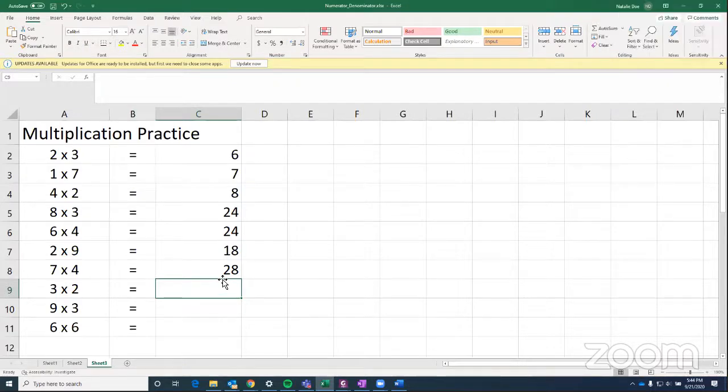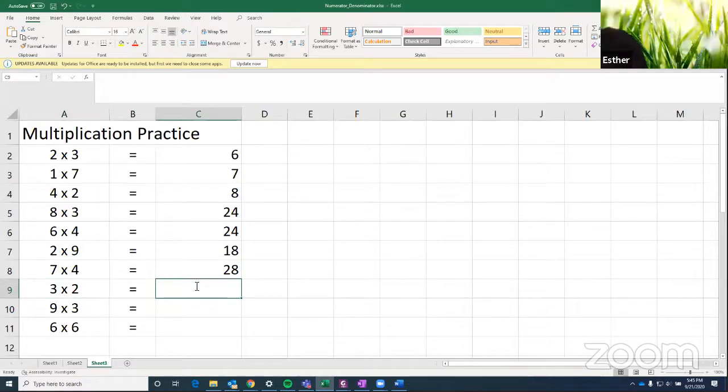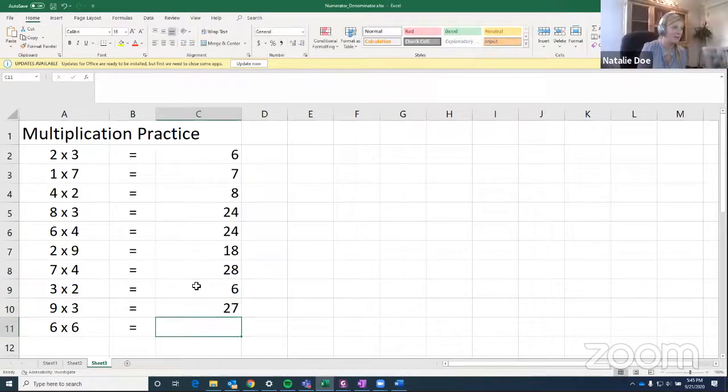All right, Miss Natalie, go ahead. All right, let's have fun. Let's do these last couple multiplication and then we'll do some word problems. So, all right, what's 3 times 2? 6. 6, all right, 9 times 3? 9 times 3 is 27. 27, good job. 6 times 6?